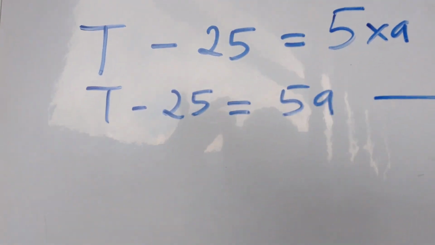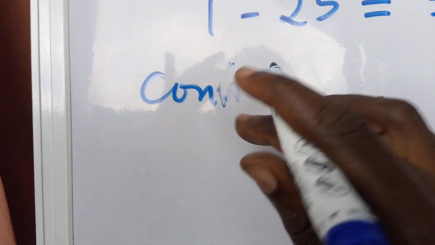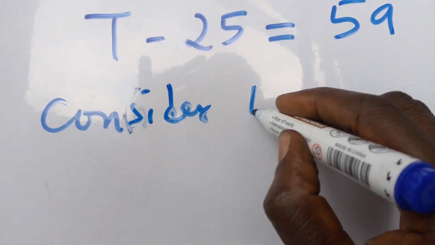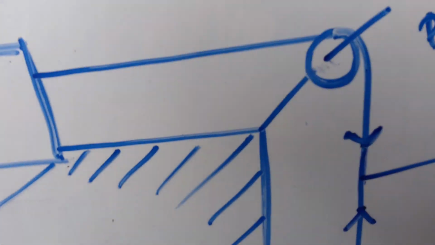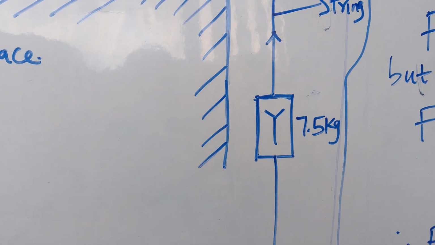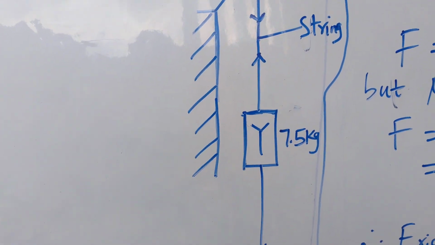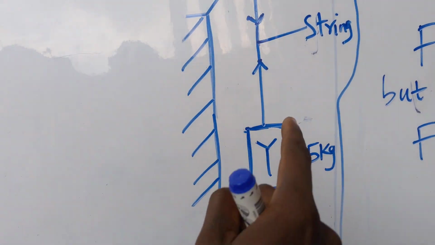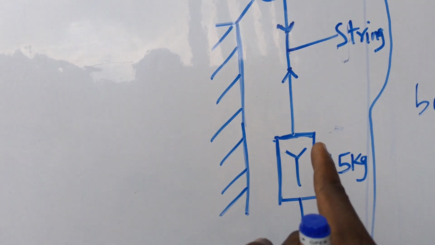Then I'll go to block Y. Consider block Y. This is block Y. I will extract this diagram out and consider it in a free body diagram. Now, if you look at this diagram closely, you see that this one has a mass of 7.5 kg. Since it has a mass of 7.5 kg, it will also have a weight.